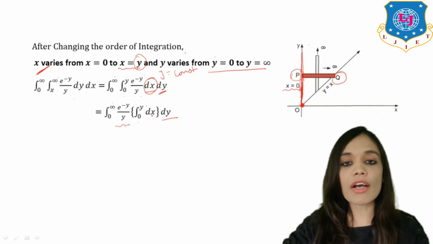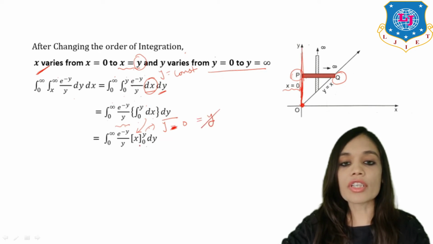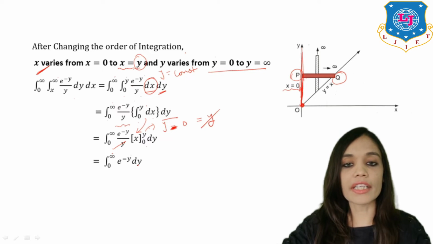Now we know integration of 1 dx will be equal to x and your limits are from 0 to y. Now if you put the limits, then you will get y minus 0, right? So you will get your answer as y. Now these two y will get cancelled out. So finally what will remain? Integration 0 to infinity e raised to minus y dy.